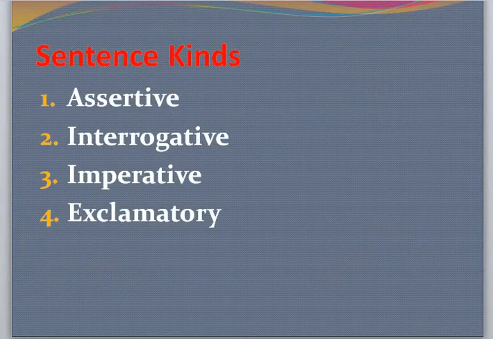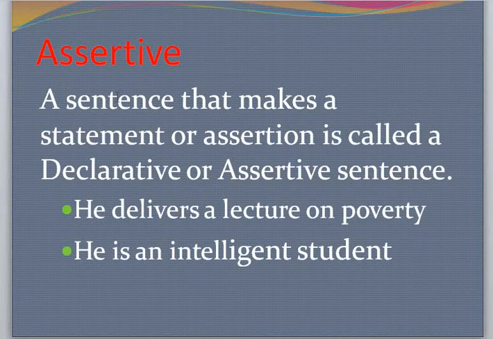So let me tell you about the kinds of sentences: assertive sentences, interrogative sentences, imperative, and exclamatory. These are the four kinds of sentences. Let me explain one by one. First of all, assertive sentences. A sentence that makes a statement or assertion is called a declaration, right? So assertive sentences can be called declarative sentences. These are simple statements.